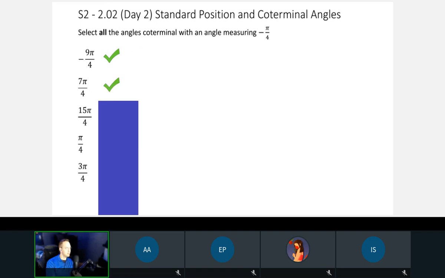So what's the last one? Okay, so if I had to put that, I'm gonna say 15 pi over 4. No, it's because you do 7 pi over 4, and then you add 8 pi over 4 to that, you get 15 pi over 4. Well, don't overcomplicate it by doing 8 pi over 4. Just put plus 2 pi, and your calculator will do the math for you.